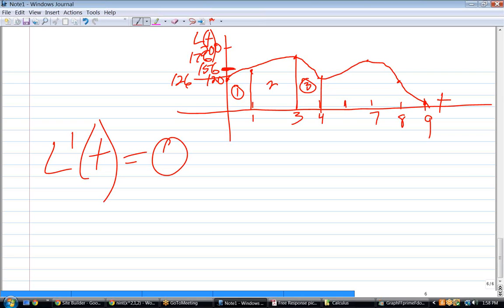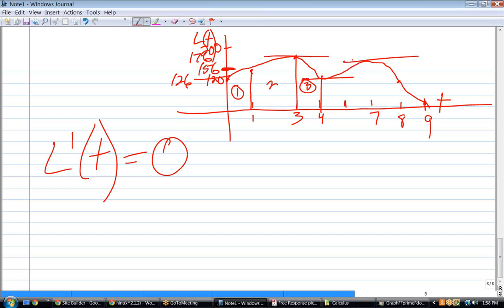Well, it occurs wherever it changes. We're looking for the slope to be horizontal, so that's one there, then at 4 is that one, and then 7. That's it.